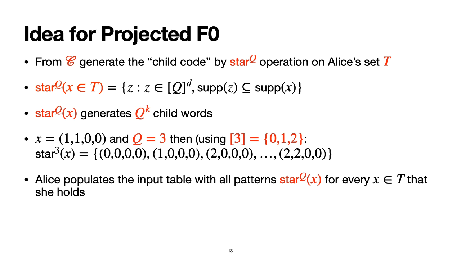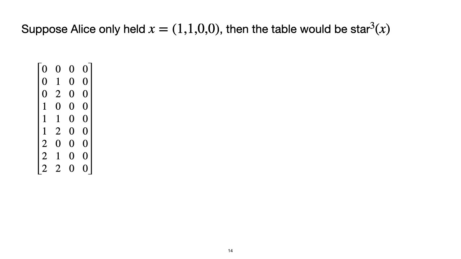Alice will populate the input table for the algorithm with all the patterns star qx that she holds. Bob will hold a y, and this is the crucial point. He will query the columns on S equals the support of y. This isn't the proof, but it gets to the idea of what we do in the proof.